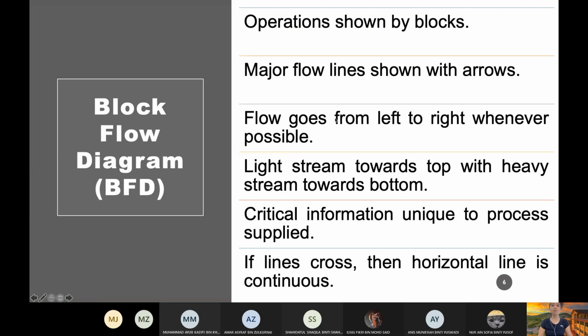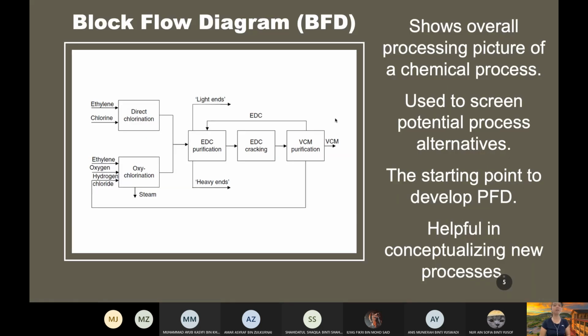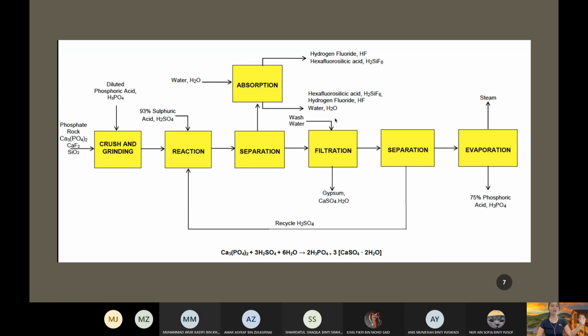Third, flow dia mesti sentiasa, even PFD pun sama, left to right whenever possible. Kalau possible, proses kita sentiasa bermula daripada kiri ke kanan. Left to right. Unless ada kes yang akan balik dari kanan ke kiri if you have recycle. Example this case, you see this one is from right to left because they have recycle. That's the exception. Kalau tak ada recycle, most of the time it goes from left to right.